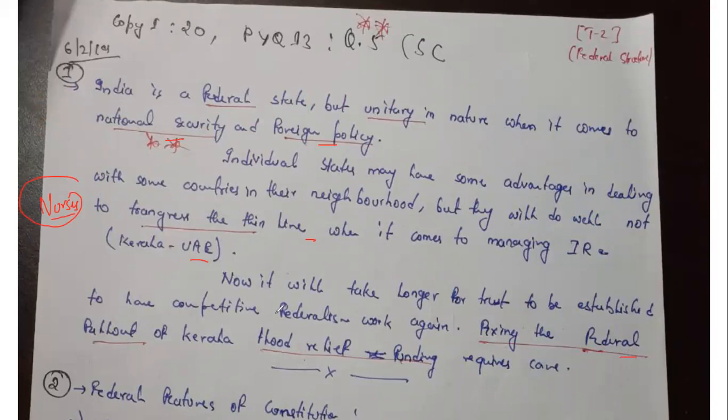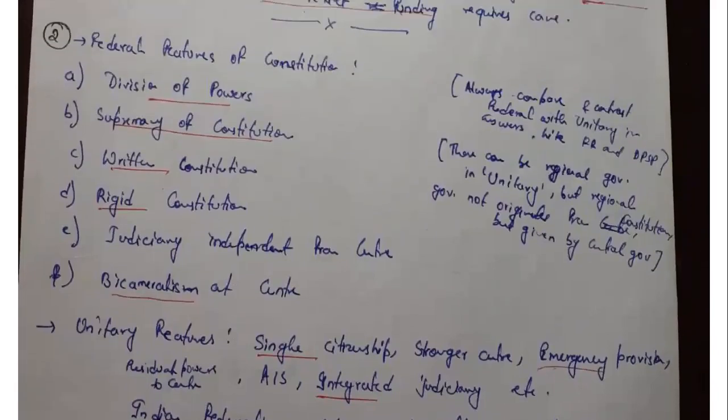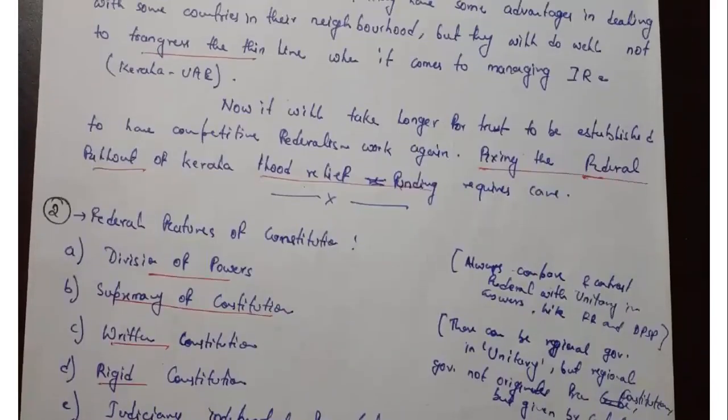Fixing the federal fallout. Kerala and center always have some issues. In Kerala, you have a communist government. In center, you have a rightist, like BJP government. So there are some issues, so many issues. So these issues have to be minimized because we need some amount of harmony.